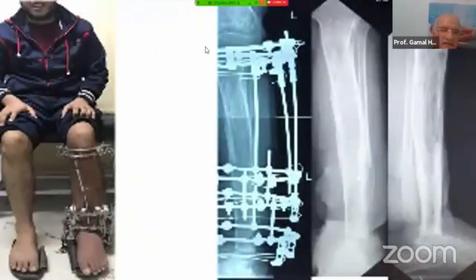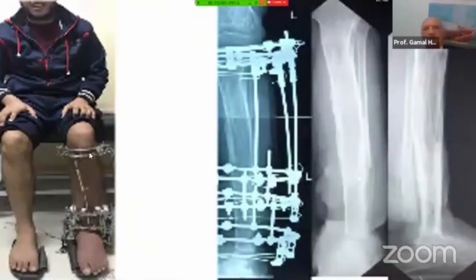We did resection of this part and the correction of deformity, so we added 2 centimeters. We have 22 centimeter shortening, and we did corticotomy, lengthening for 5 centimeters, 10 centimeters, 12, 22 centimeters. You see here.